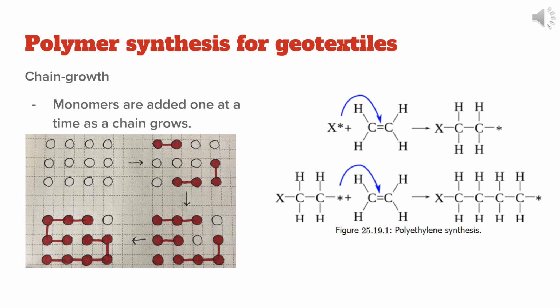These reactions occur via free radical chain growth polymerization, where the free radicals are reactive because they possess unpaired valence electrons.